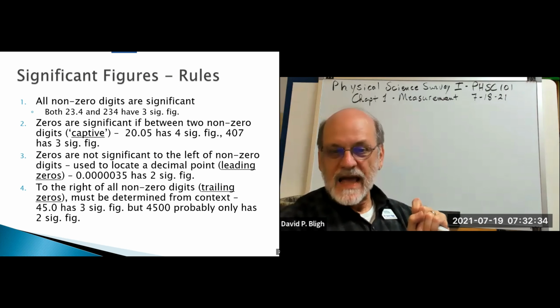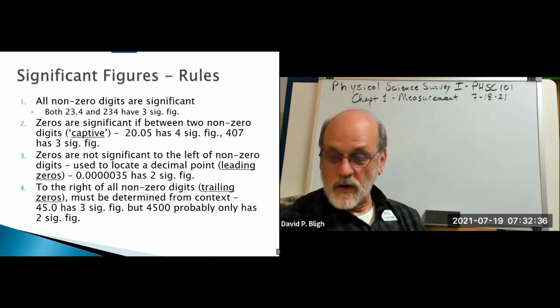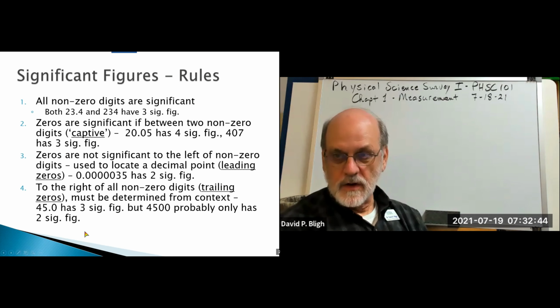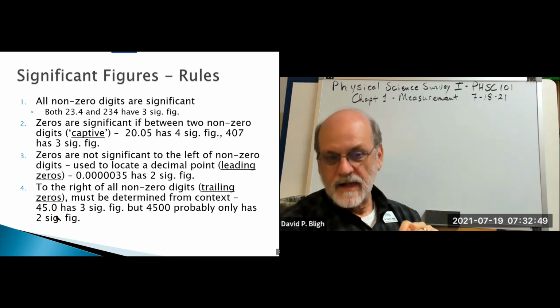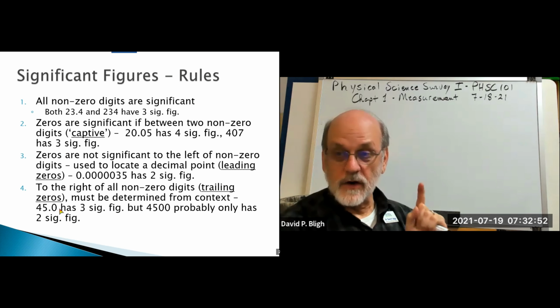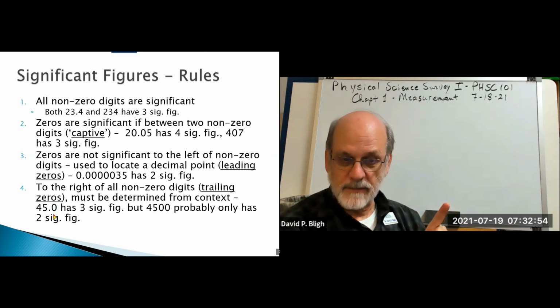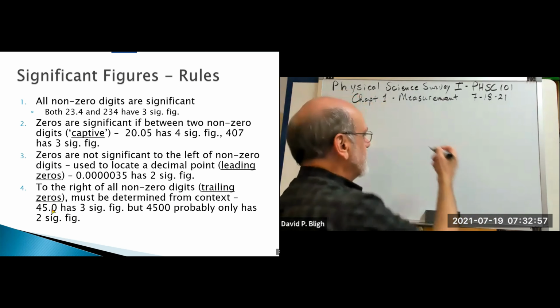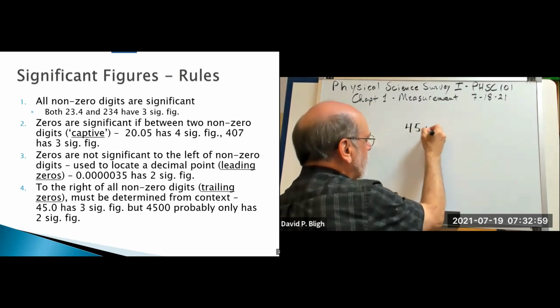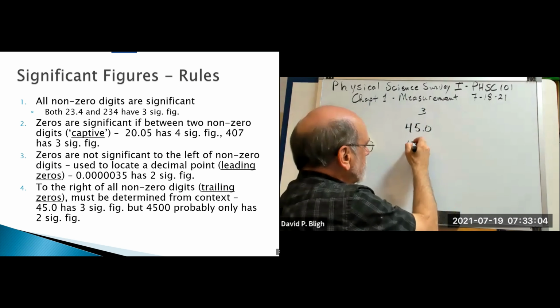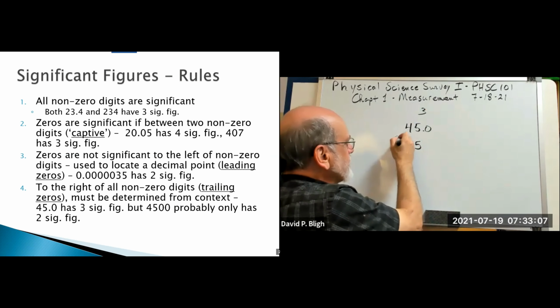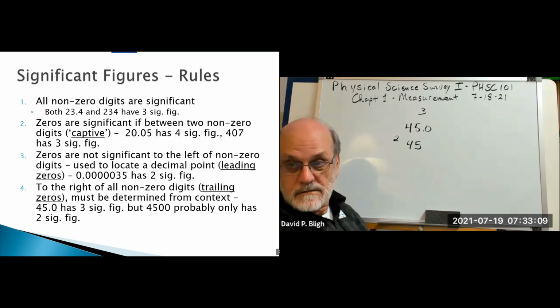And then you have zeros to the right of non-zero numbers. Okay? Those zeros are only significant if there's a decimal point. Right? So 45.0 means there are 3 significant figures in this number. Right? That has 3 significant figures. What if we wrote it like this? That only has 2 significant figures. Right?